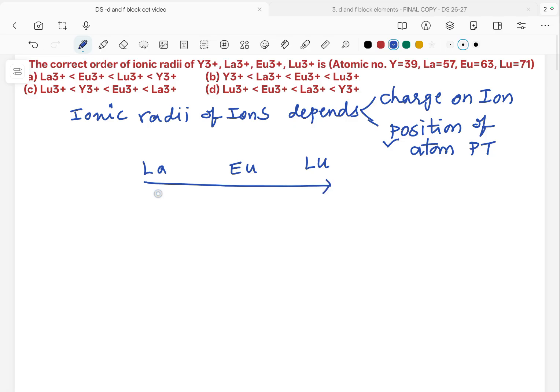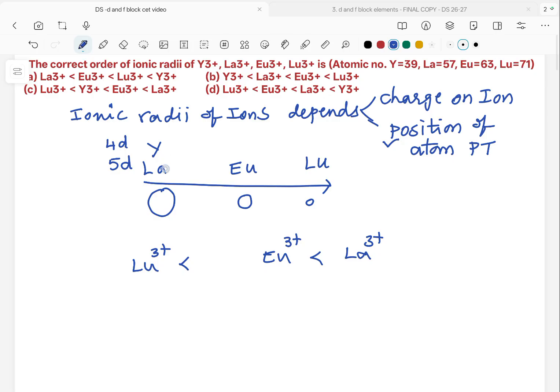In lanthanoids, across the series, the atomic size decreases. Therefore, lutetium 3 plus ion will have lesser size when you compare with that of europium and then lanthanum trivalent ions this way. When we talk about yttrium, it is placed just above the lanthanum. It is seen in 4D series of D block. Lanthanum is seen in 5D series here.